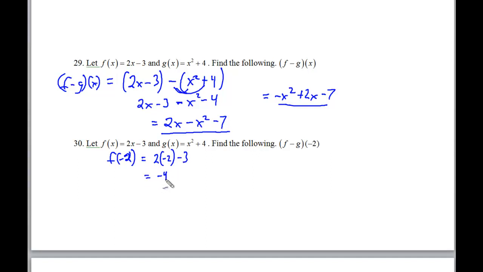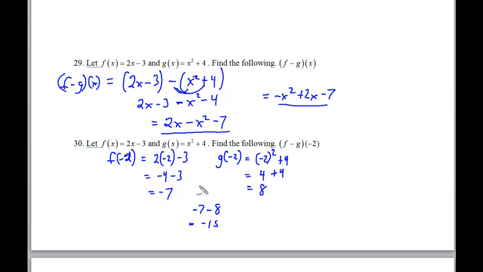Alright, and we got negative 4 minus 3, which is negative 7. And then what we'll do is we'll take our next equation, so my g of negative 2 there, and plug negative 2 in for that. Be careful, you've got to use parentheses when typing this in. This will be positive 4 plus 4, and so what we have here is 8. So when we subtract these two numbers, negative 7 minus 8 is going to be an answer of negative 15.